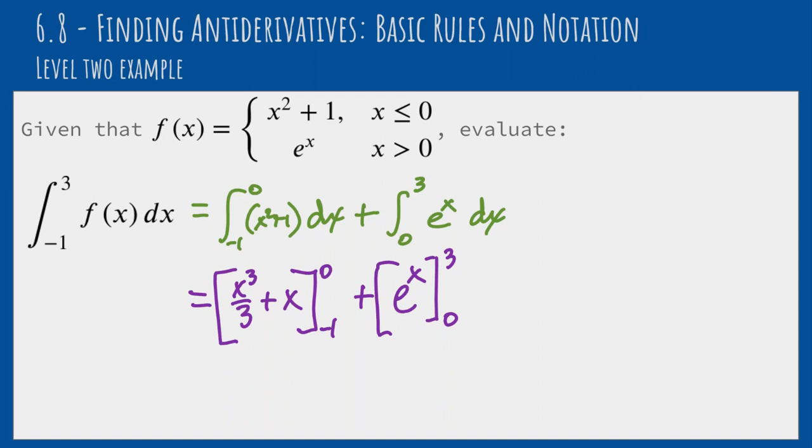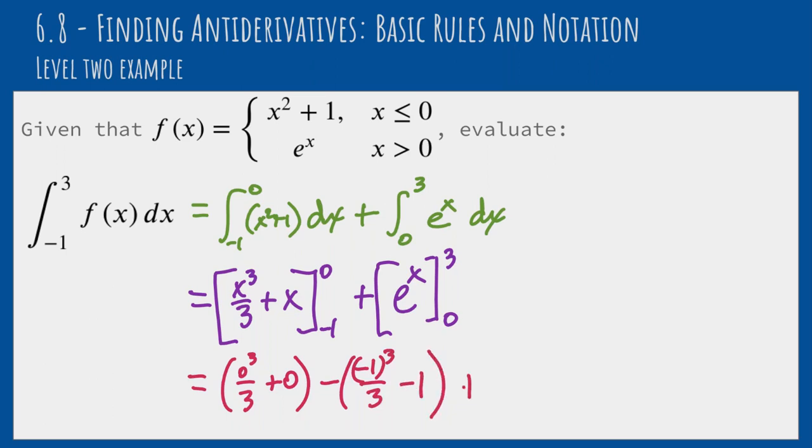Now we need to plug in the values. So we've got, plugging in 0, we have 0 cubed over 3 plus 0. Okay, all of that's 0. We could have saved some time by just not writing that. Minus -1 cubed over 3 minus 1. And then plus e to the third minus e to the 0.